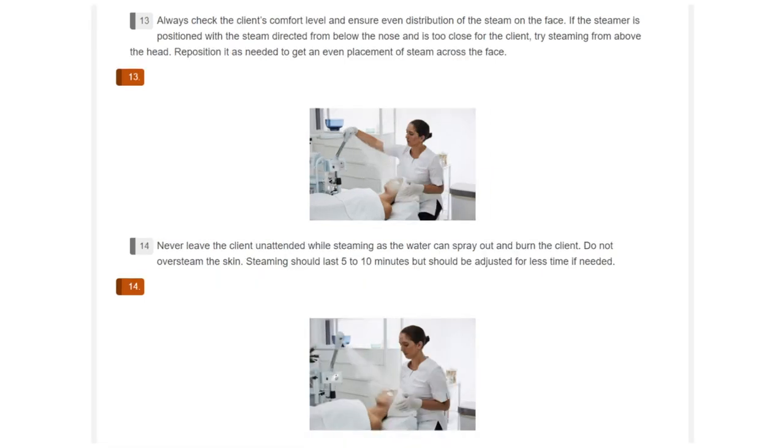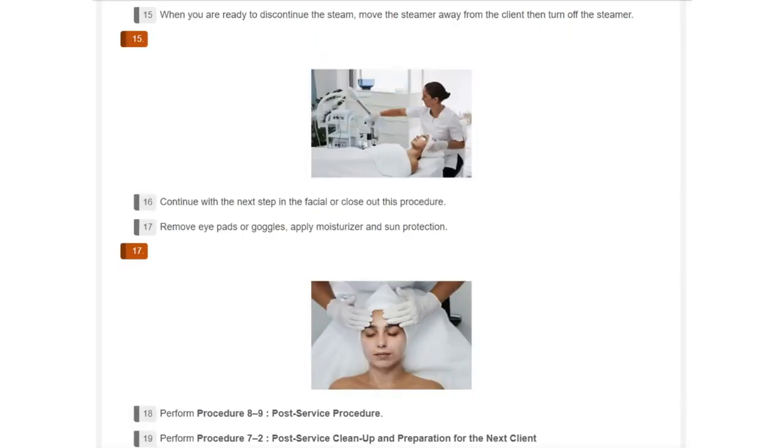13. Always check the client's comfort level and ensure even distribution of the steam on the face. If the steamer is positioned with the steam directed from below the nose and is too close for the client, try steaming from above the head. Reposition it as needed to get an even placement of steam across the face. 14. Never leave the client unattended while steaming, as the water can spray out and burn the client. Do not oversteam the skin. Steaming should last 5 to 10 minutes but should be adjusted for less time if needed.